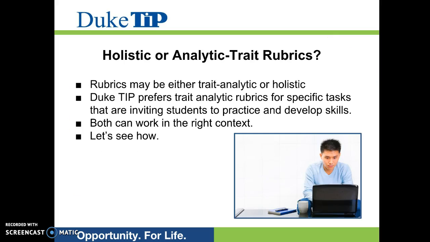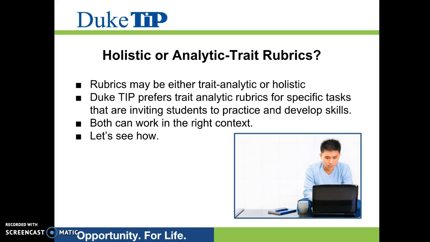And obviously, it should speak to both your students and to you, all right? Something that's a tool that you all would reference. Now, here's the question. There are 2 types of rubrics. There's the holistic kind, the analytic trait rubric. You can do either. We prefer that in your individual course-specific rubrics, you are doing analytic trait rubrics for specific tasks that invite kids to practice and develop specific skills of your discipline. Both can work in the right context.